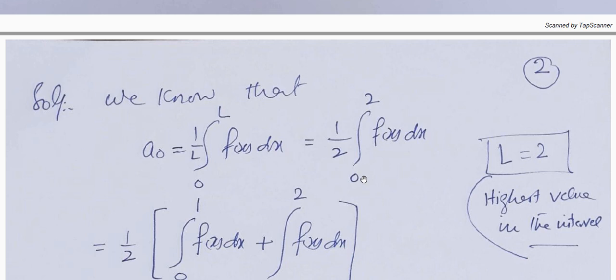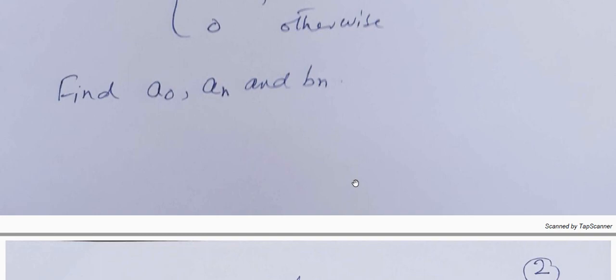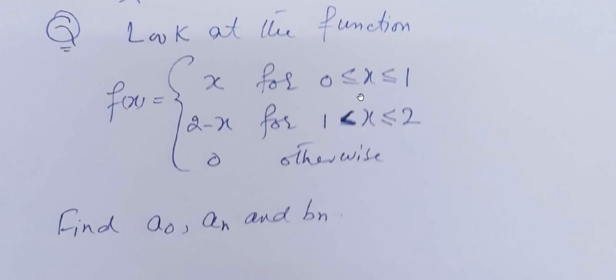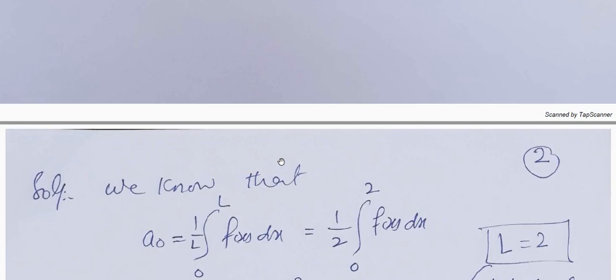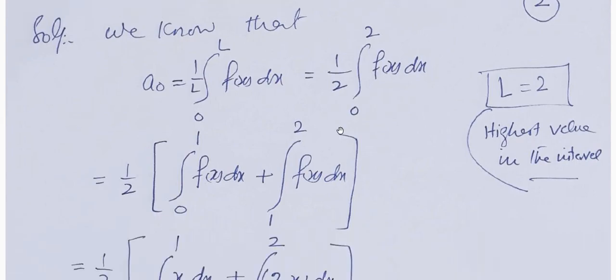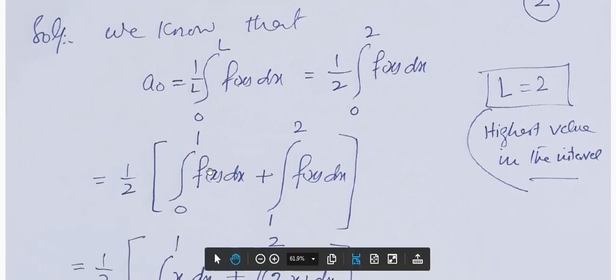Now for 0 to 2, a direct function is not given, because this is a piecewise defined function. You can see it is given from x 0 to 1 and then 1 to 2. So first we will break this integral into two: 0 to 1 and then 1 to 2. Why have we written this? Because there was no function given from 0 to 2, because one function is given from 0 to 1 and the other function is given from 1 to 2.